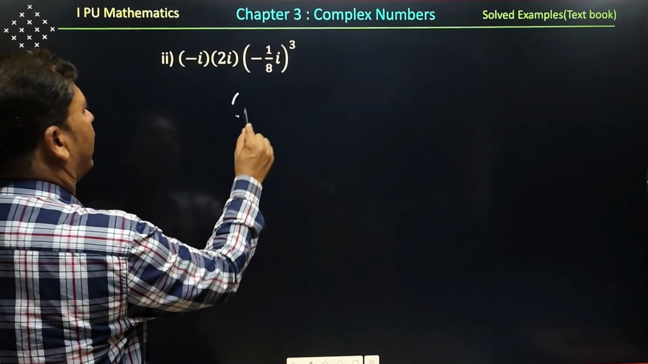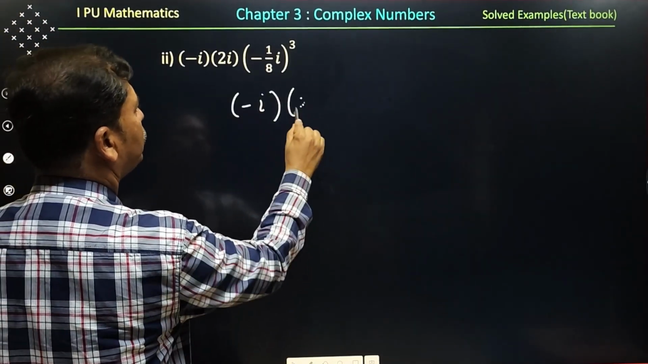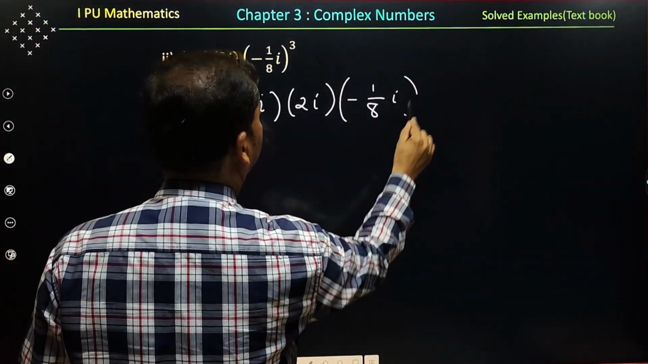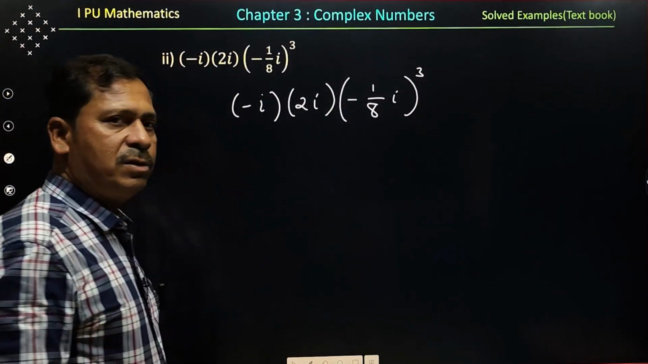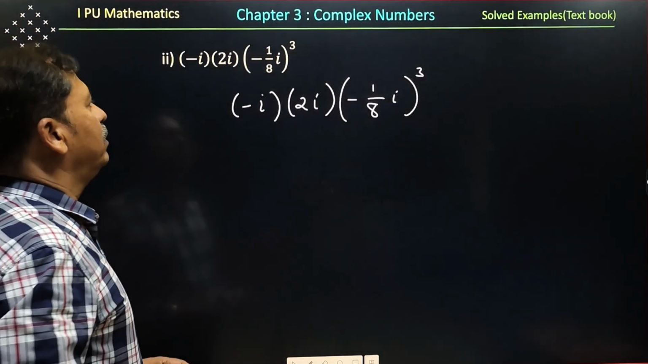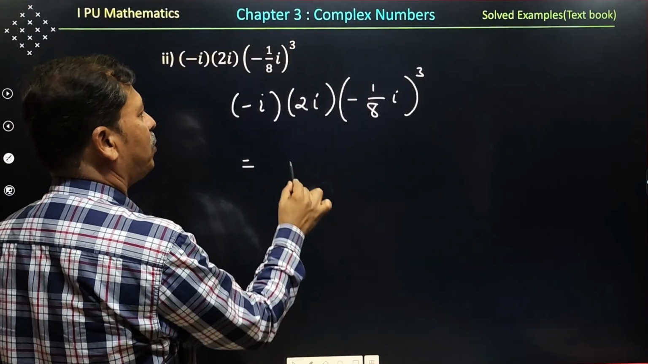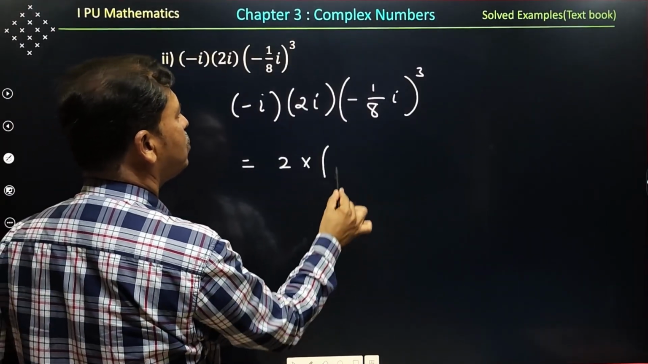The next question is (-i) into 2i into -1 by 8 into i to the power 3. This is the question. Now, just the numerical coefficients I would like to take: 2 into -1 by 8.